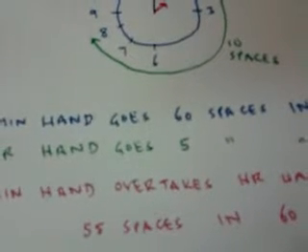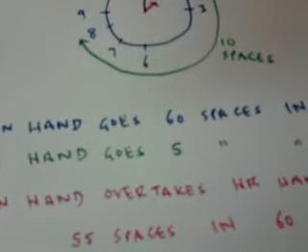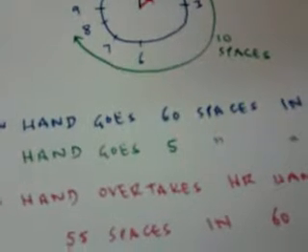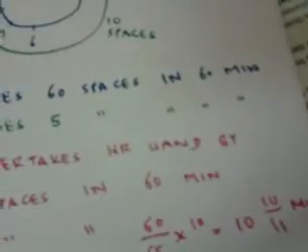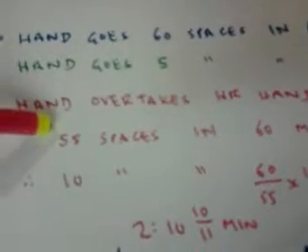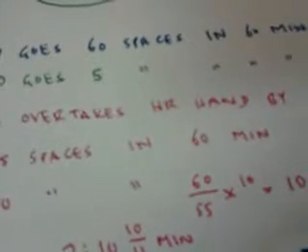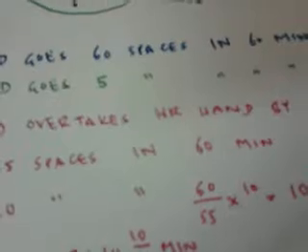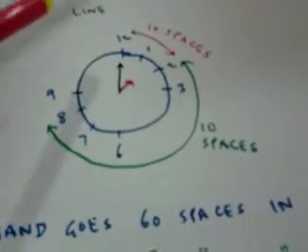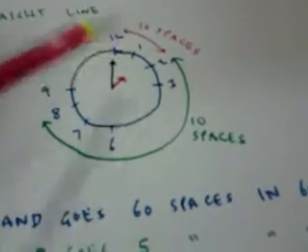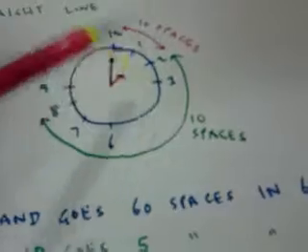Now since both are moving, we have to see how much the minute hand overtakes. The operative word here is overtakes. So the minute hand overtakes the hour hand by 60 minus 5, 55 spaces in 60 minutes. In our question, how many spaces does the minute hand have to overtake the hour hand? 10 spaces. The minute hand has to overtake the hour hand by 10 spaces to be coincident.